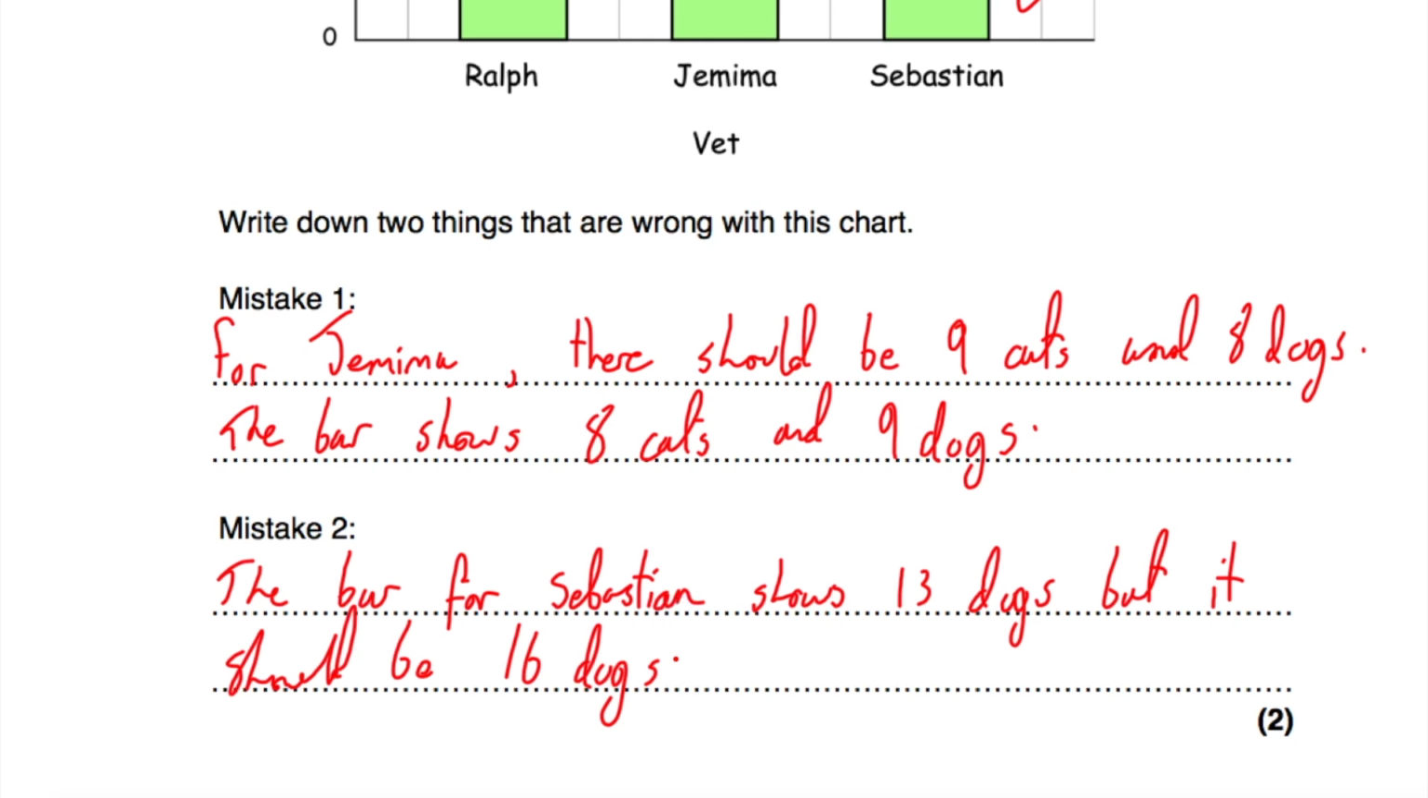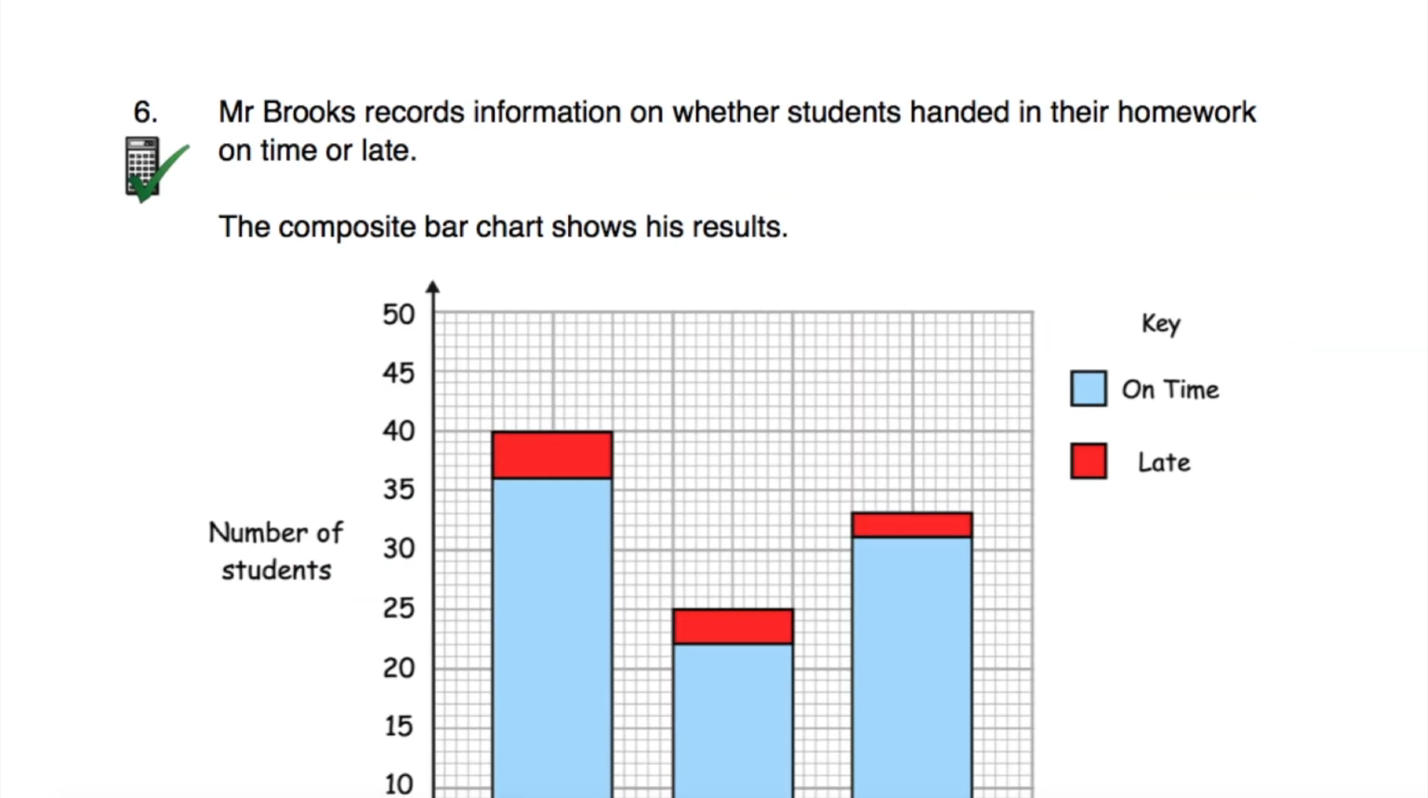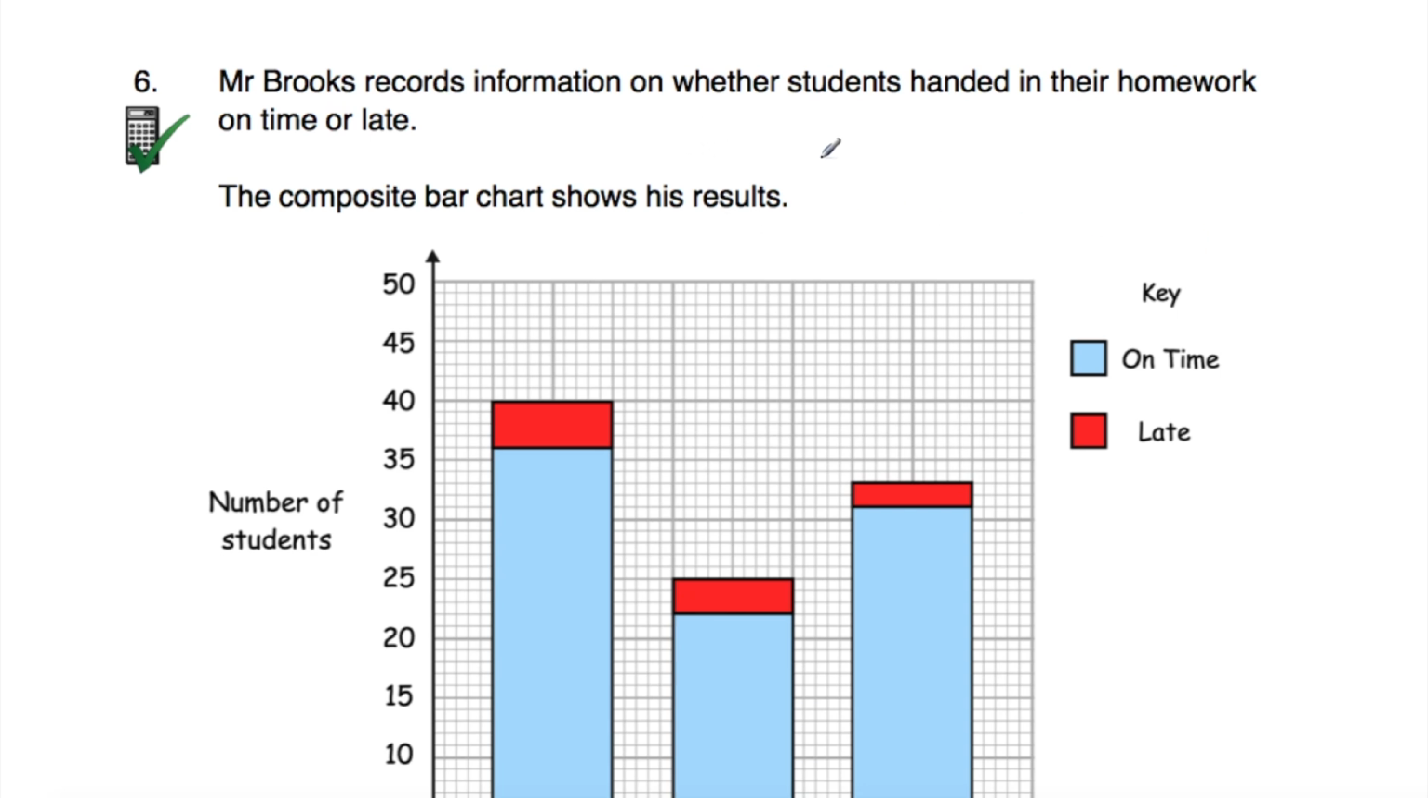Okay, let's have a look at our next question. So question number 6. Question number 6 says, Mr. Brooks records information on whether students handed their homework in on time or late. And the composite bar chart shows his results. So light blue is on time, so that's good. Most of them are on time. And in red is late.